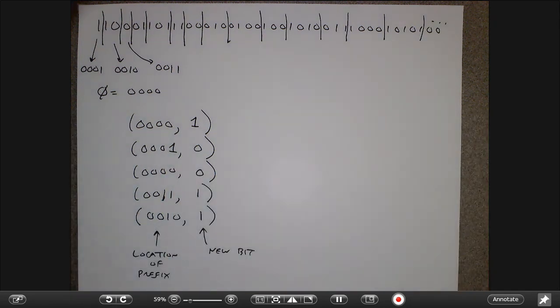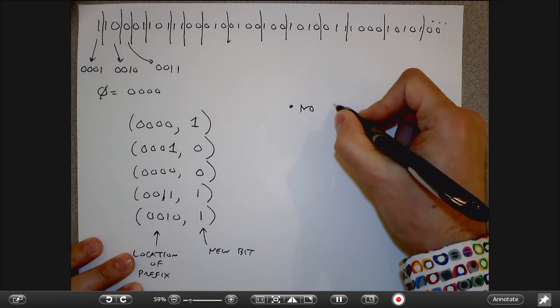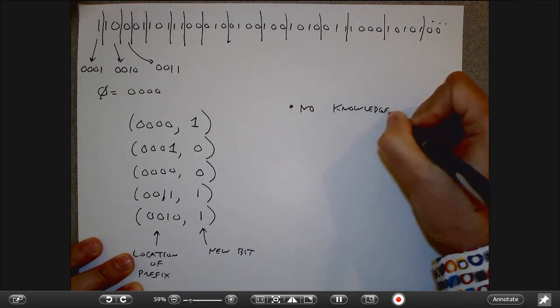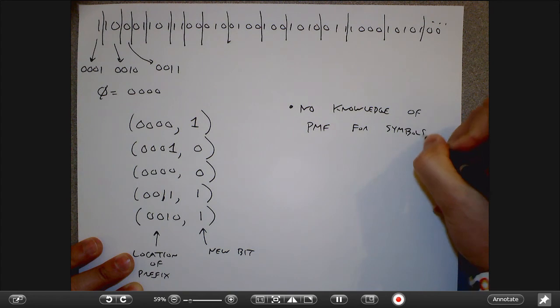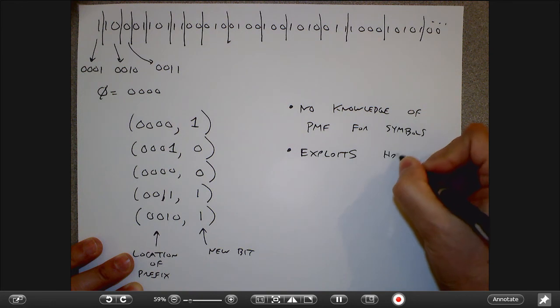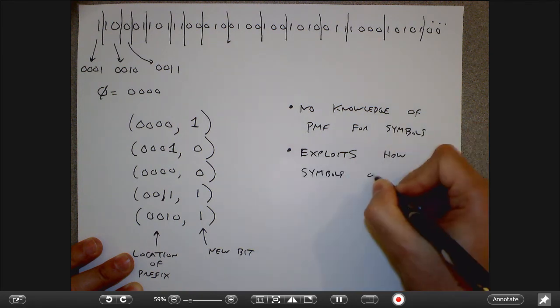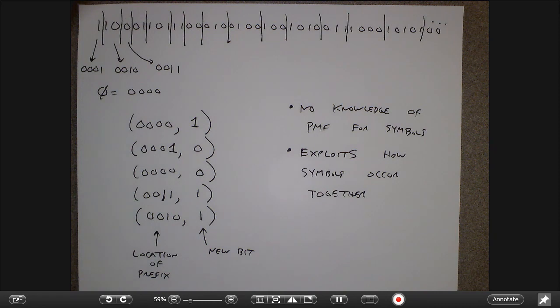All I'm getting is this string of information, this stream of information, and the Lempel-Ziv code is learning about the frequency with which things occur, right? And so the nice thing is that there's no knowledge of the PMF for symbols. Unlike the Huffman code, this code is exploiting how symbols occur together, right? So kind of by construction, this code is using adjacent bits to make its compression instead of just using every bit independently, right?